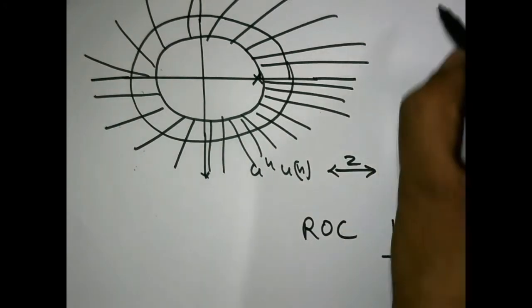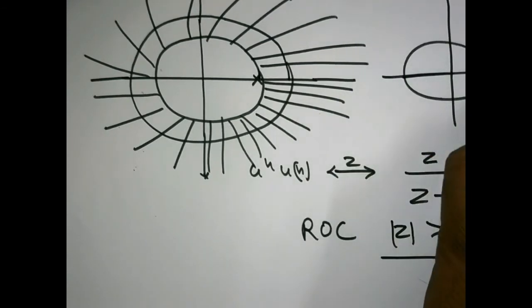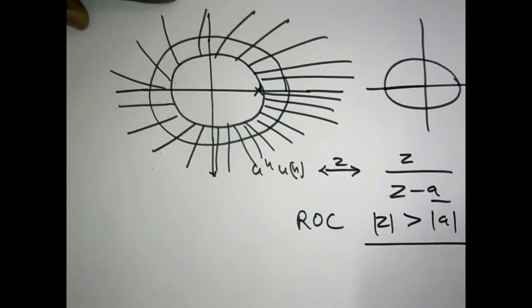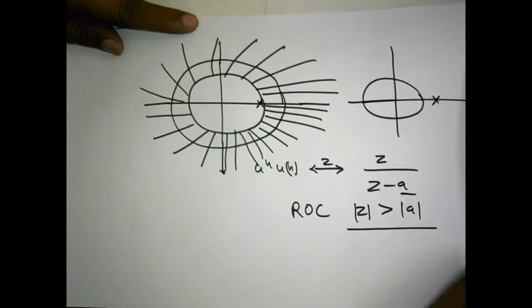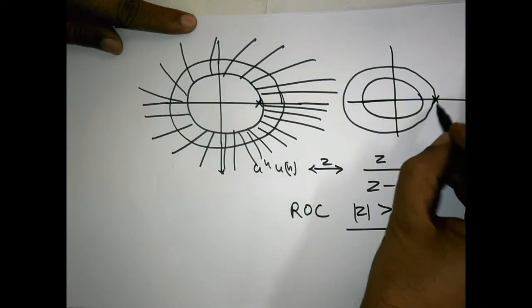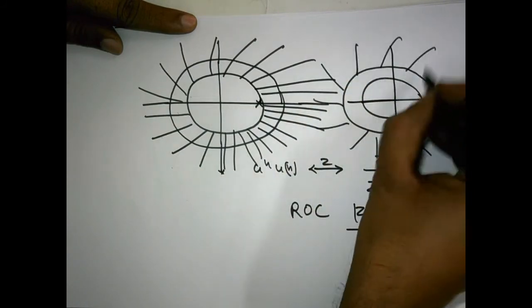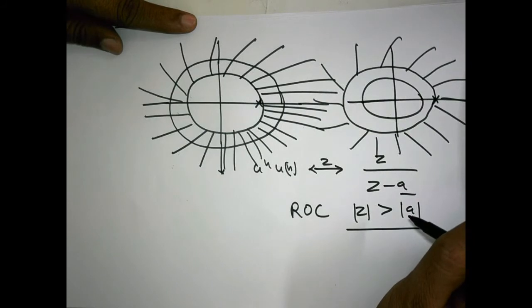What happens if the pole appears beyond this unit circle? Suppose the pole appears somewhere here. Naturally the region of convergence will be exterior to this circle. Now the region of convergence does not cover the unit circle, so this system is therefore unstable. Getting my point?